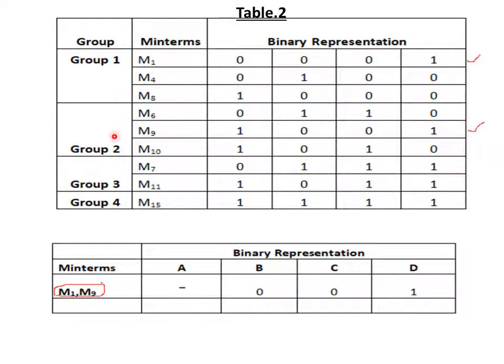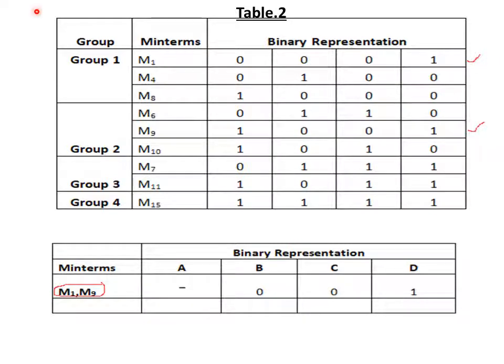Once all the combinations of group 1 and 2 are over, we are going to compare groups 2 and 3. That means 6 and 7, 6 and 11, next 9 and 7 and 9 and 11, next 10 and 7 and 10 and 11. Once all these combinations are over, we will compare groups 3 and 4. Now 7 and 15, next 11 and 15. For the combinations that are combined here, we will put the check mark.